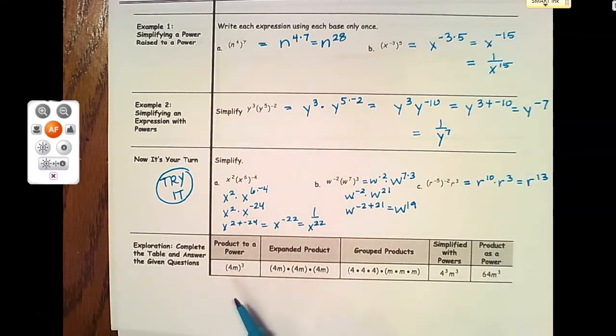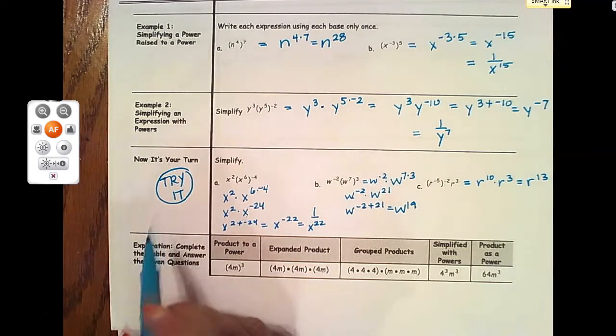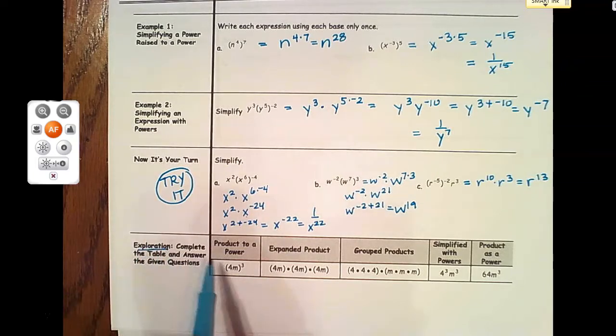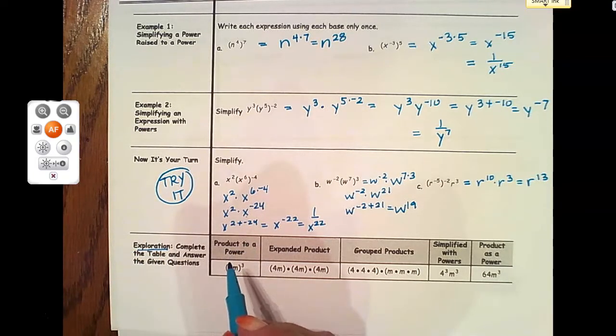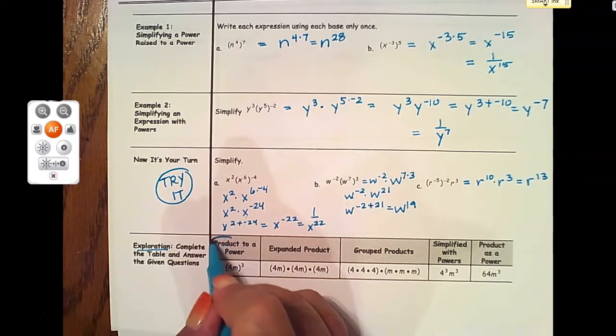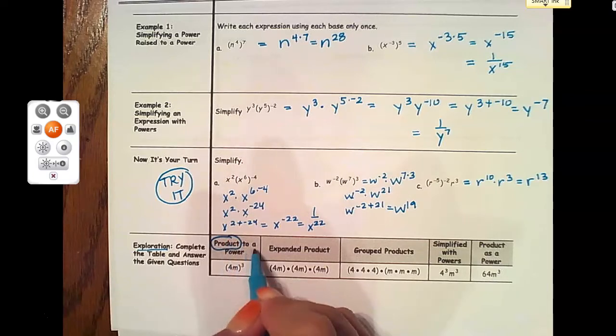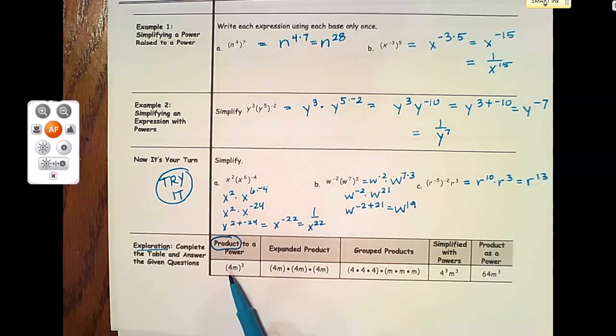So in the next table, which goes over onto the next page, we are going to explore by completing the table and answering the questions. And notice, the last table was titled Power of a Power. These are called product to a power. So I want you to notice inside my parentheses, I don't just have m being taken to the 3rd. The 4 is also being taken to the 3rd. The whole expression, 4m, the whole product is being raised to the 3rd.